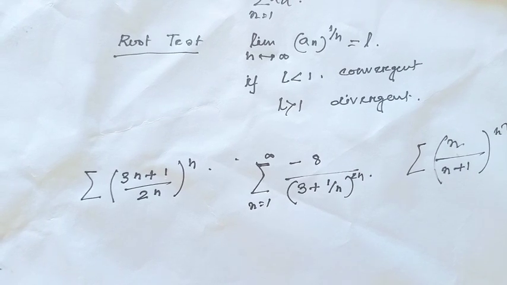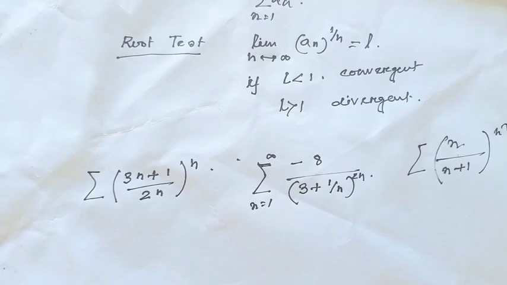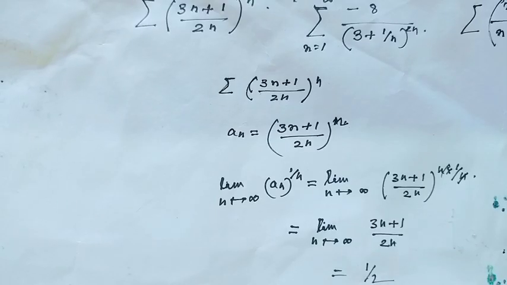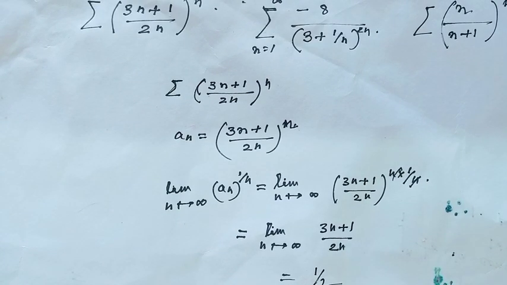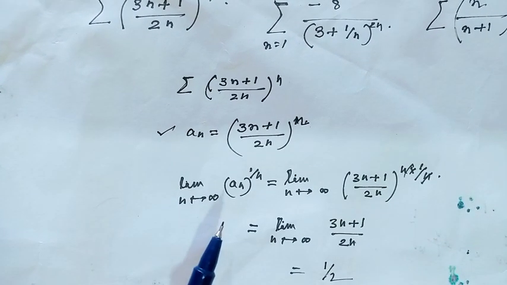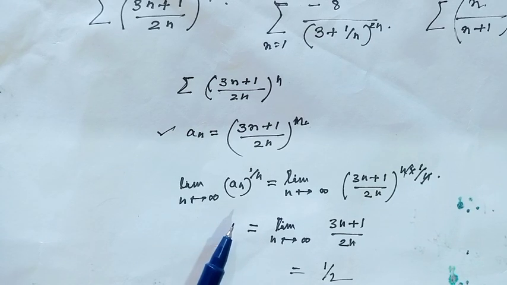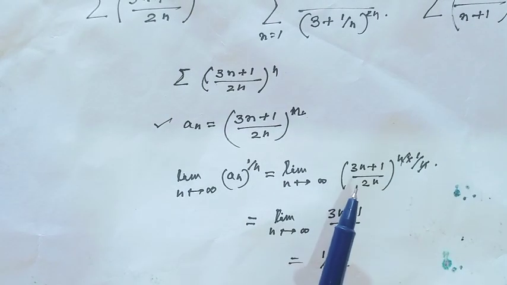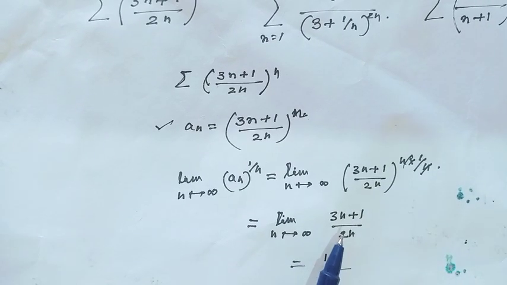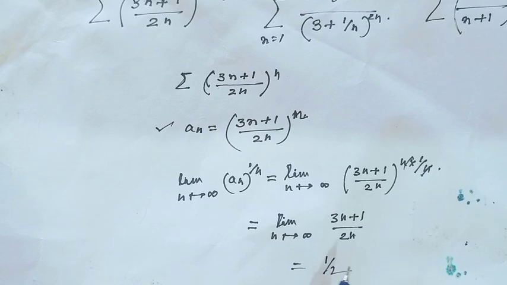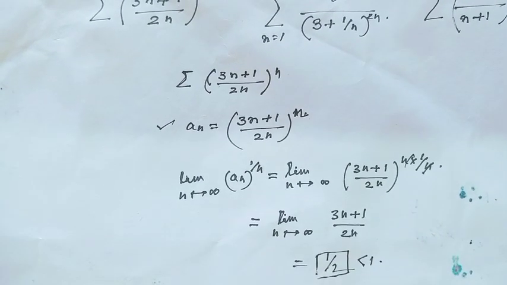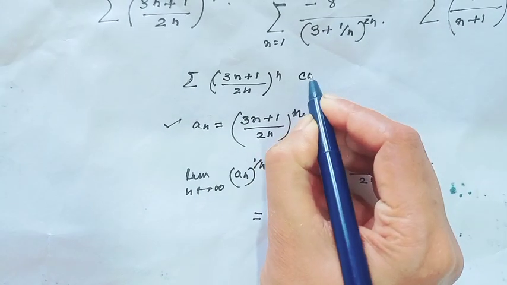At first notice this example. Notice the quality of the series in which we can apply the root test. Now notice the series. For the first series, this is the a_n. Here I will apply the root test. Limit as n tends to infinity of a_n to the power 1 over n is equal to the limit of (3n plus 1 over 2n to the power n) to the power 1 over n. Then this is equal to 3n plus 1 over 2n, and applying the limit, this value equals half, and since half is less than 1, therefore by the root test we can tell this series is convergent.